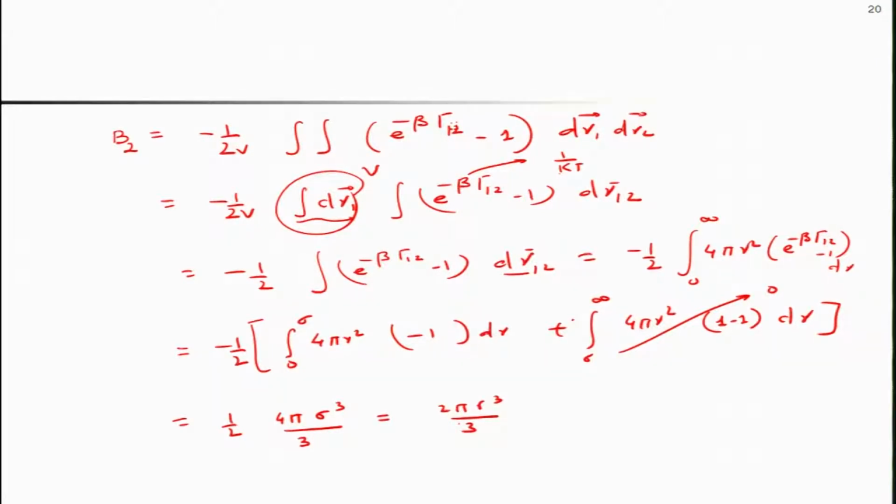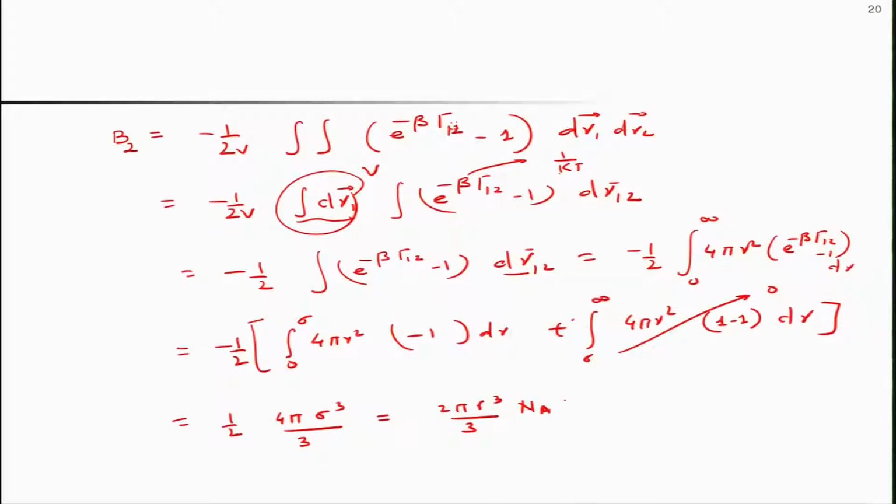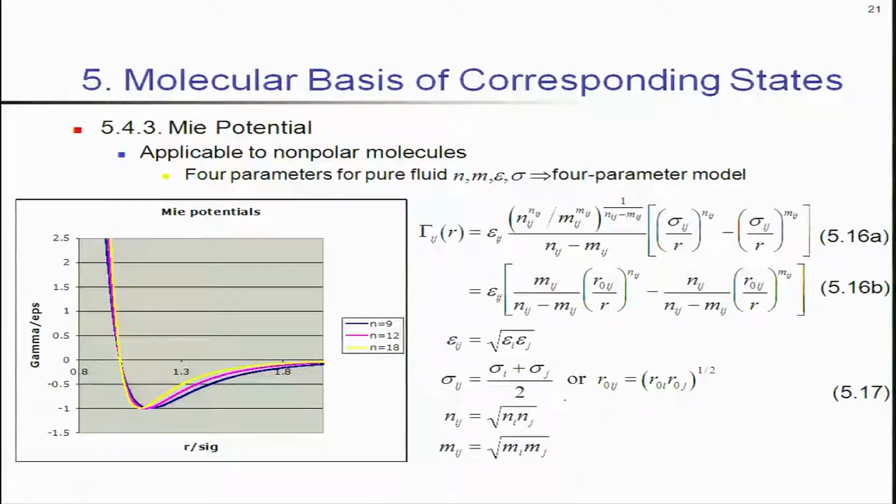Okay, so that is what we have written here, but this is only for a pair of molecules. If you consider Avogadro number of molecules, it will be simple: for molecular systems, it is multiplied by Na. That means you are considering the mole of the system. So, this is how we can evaluate the virial coefficient for a simple model such as the hard sphere model.